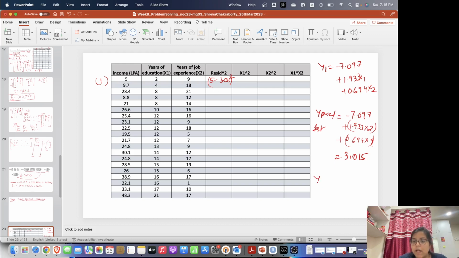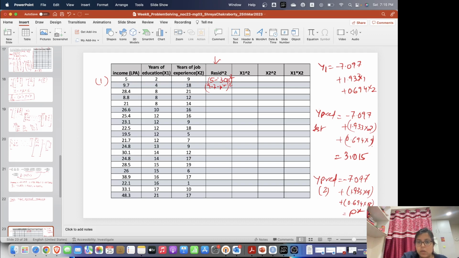Similarly, we would get y predicted for the second observation as something like minus 7.097 plus 1.933 into 4 plus 0.694 into 18. Whatever value we get, let's say we get it as something p star, we are going to subtract 9.7 minus p star and then do a square and keep this column ready. Okay, this is the residual squares that we need.